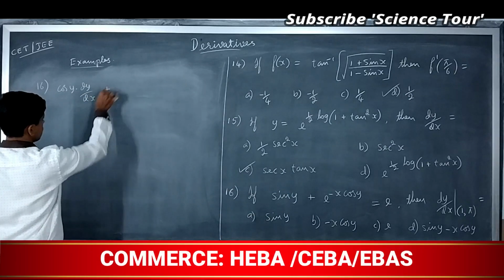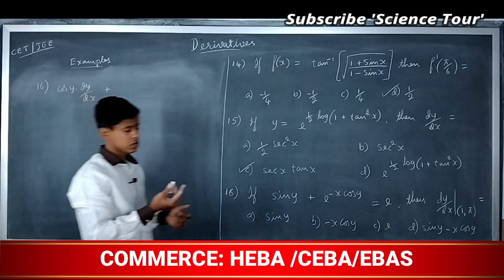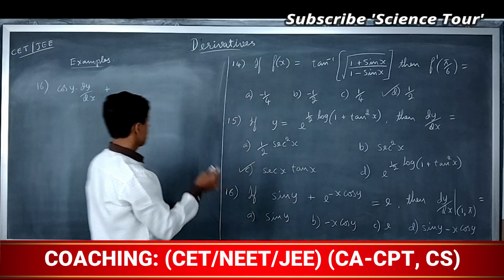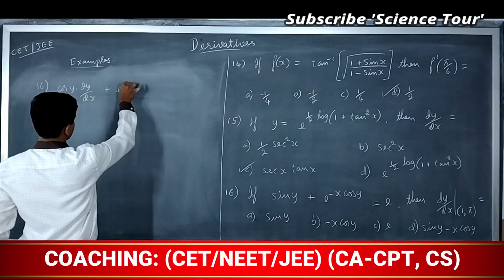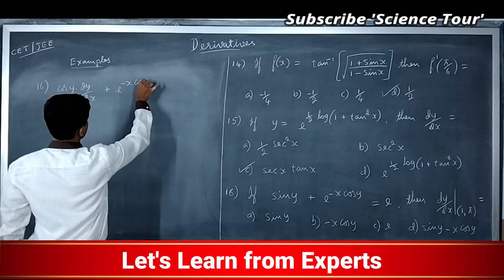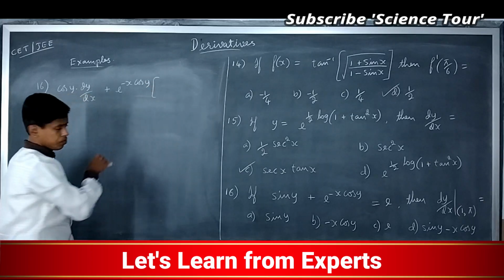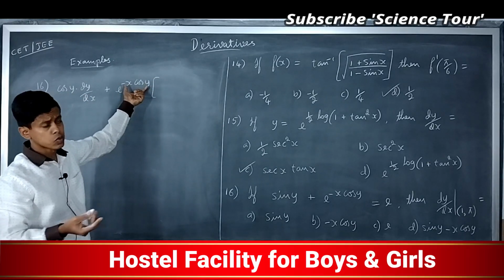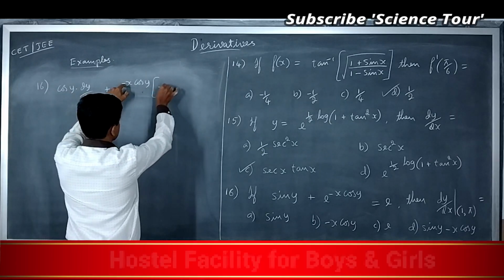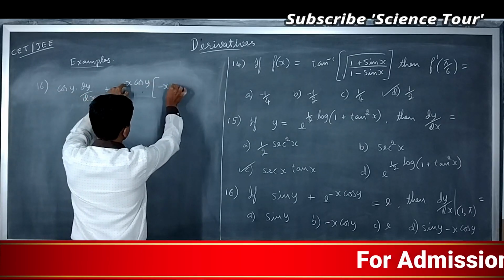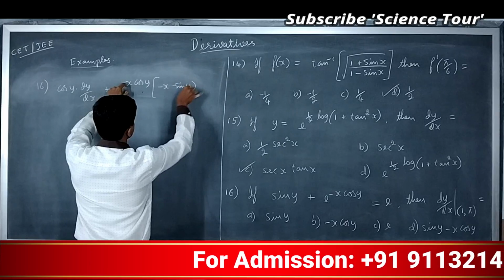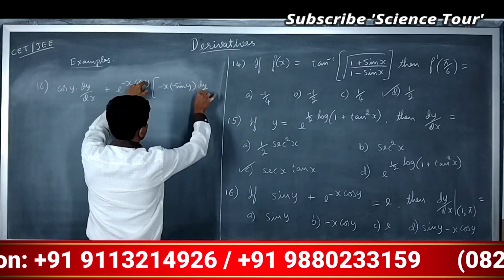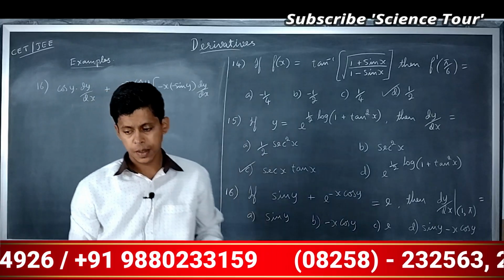Then you have got e power. Okay, so e power u is e power u, the derivative, so that will be same, but there is something extra. What extra? Derivative of minus x cos y. So minus x as it is, derivative of cos y is minus sin y, into derivative of y is dy by dx. Alright.